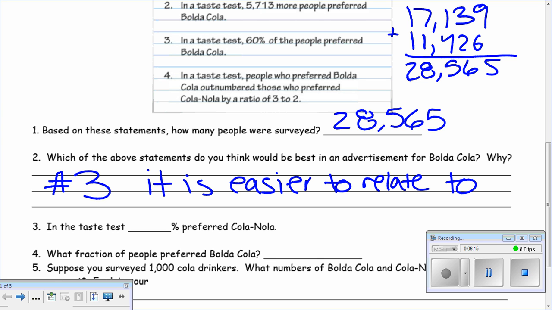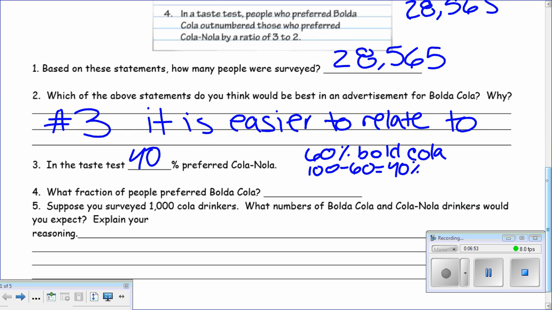So in question 3 it says, in the taste test, blank percent preferred Cola Nola. Well, we just went over this in question 2. What percentage liked Cola Nola? Blake? 40%. And how did you figure that out? 60% liked Bolda Cola, so out of 100%, that left us with the other 40%. Exactly.